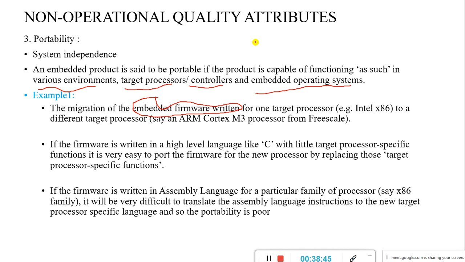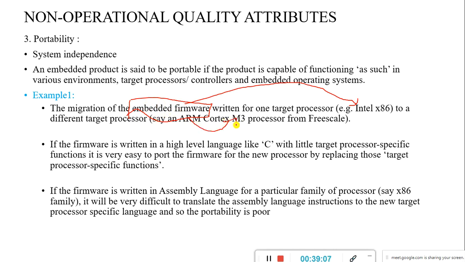Now that's where I try to write such an equivalent firmware for an embedded system, and assume that I try to install that same software. Now this is the embedded firmware. I write it and download it onto the 8086 processor. Now I take the same firmware and try to download it onto a second processor, the ARM Cortex M3.